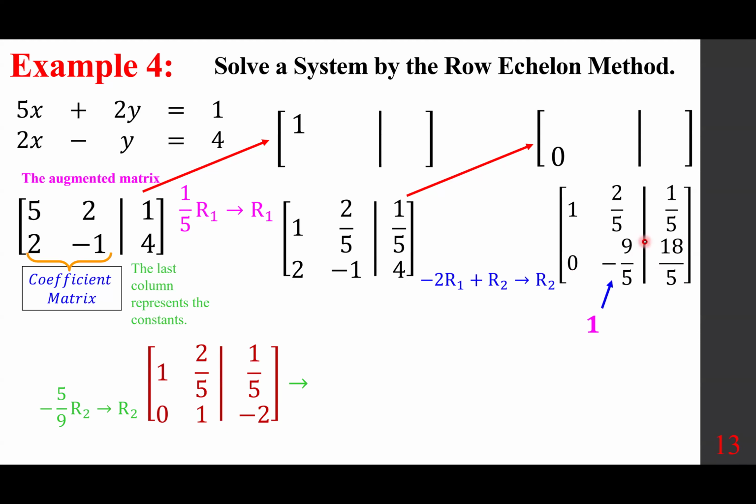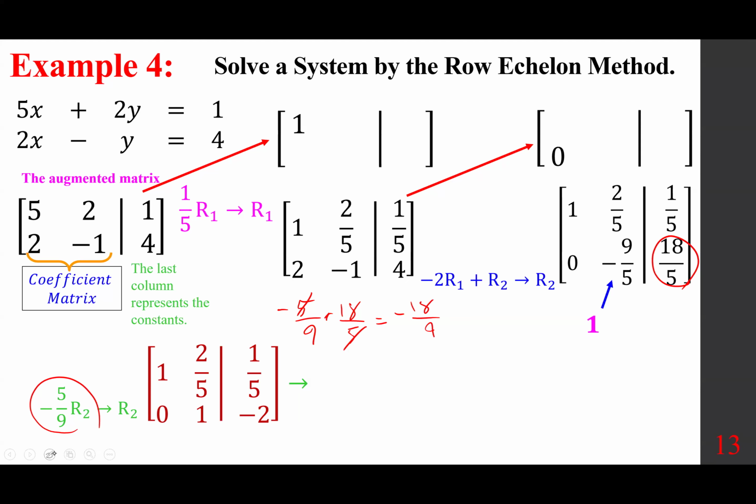Minus 5 over 9. Maybe I show you. So this one, minus 5 over 9 times this one, 18 over 5 is minus 18 over 9, or minus 2. That's how you get that.